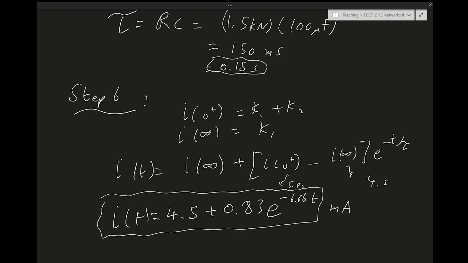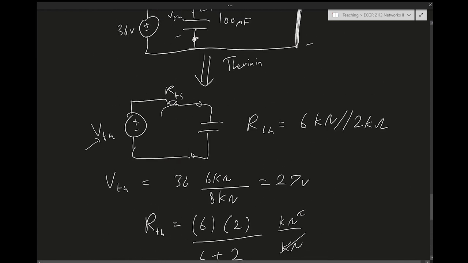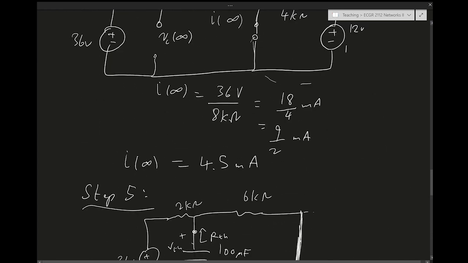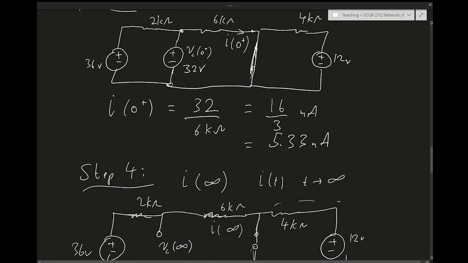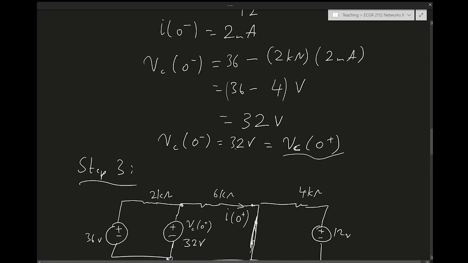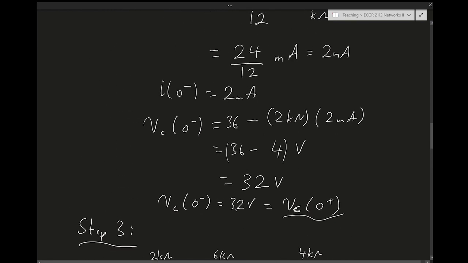How would you analyze any general variable? How will you solve for any general variable in a circuit other than the capacitor voltage or the inductor current? Right. We said the interesting thing, by the way, what was I0 minus? This is an interesting point. I0 minus, we solved for it earlier. So I0 minus was 2 milliamps, right?